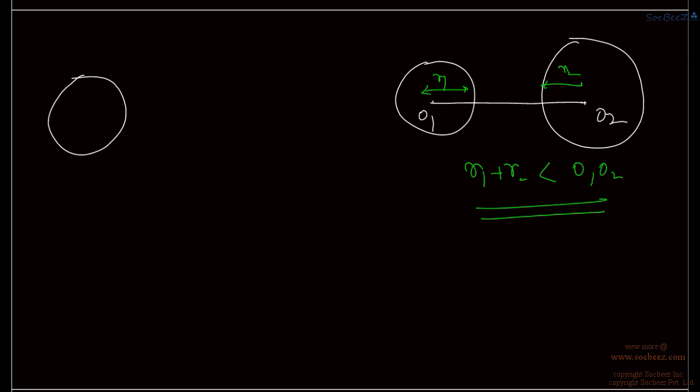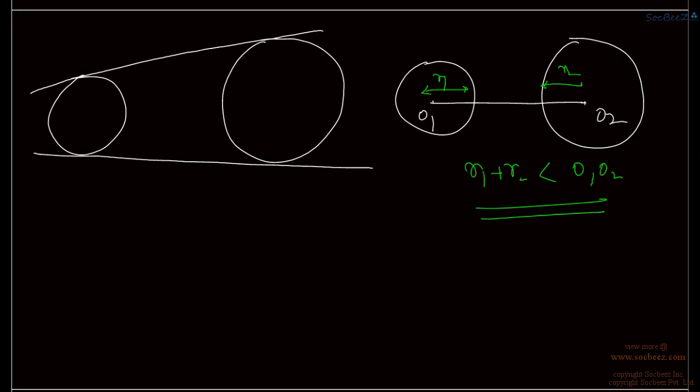Okay. So for this type of case, we have 4 tangents. 2 tangents are like this. These are called tangents on the same side, and 2 tangents are like this, which are called transverse tangents. So we have to find the equation of all 4 tangents.